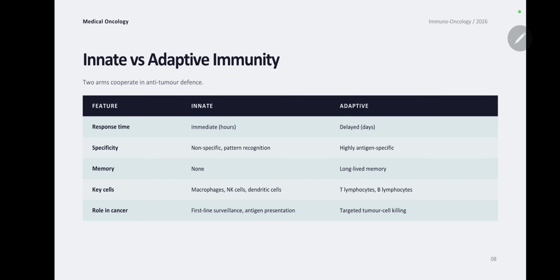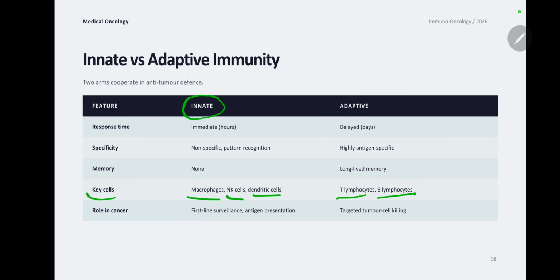So we start with the two types of immunity in our body. One is innate immunity and one is adaptive immunity. What is the basic difference between them? The major difference is the key cell. In innate immunity, macrophage, NK cell and dendritic cell are our main cells. In adaptive immunity, T lymphocyte and B lymphocyte are the major cells.